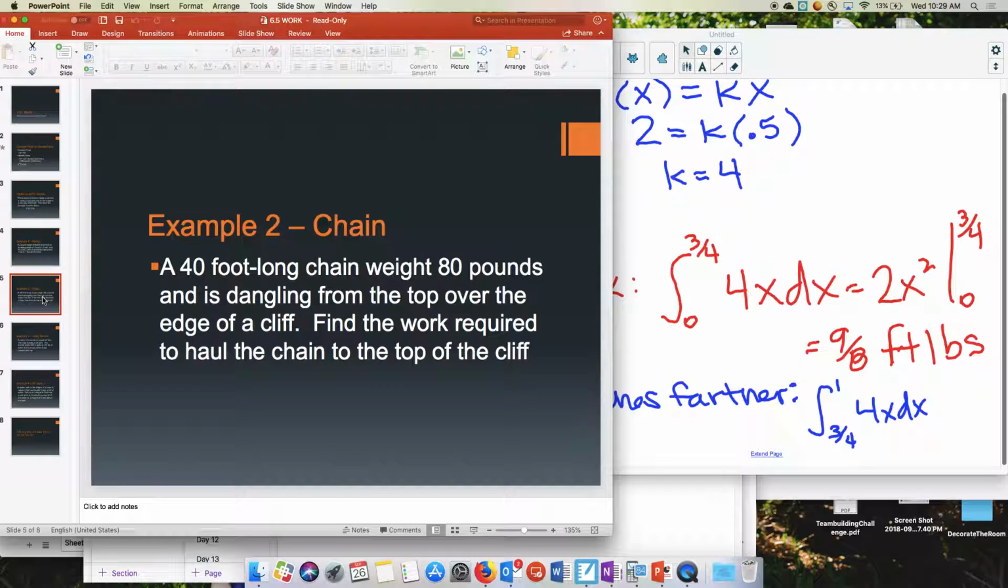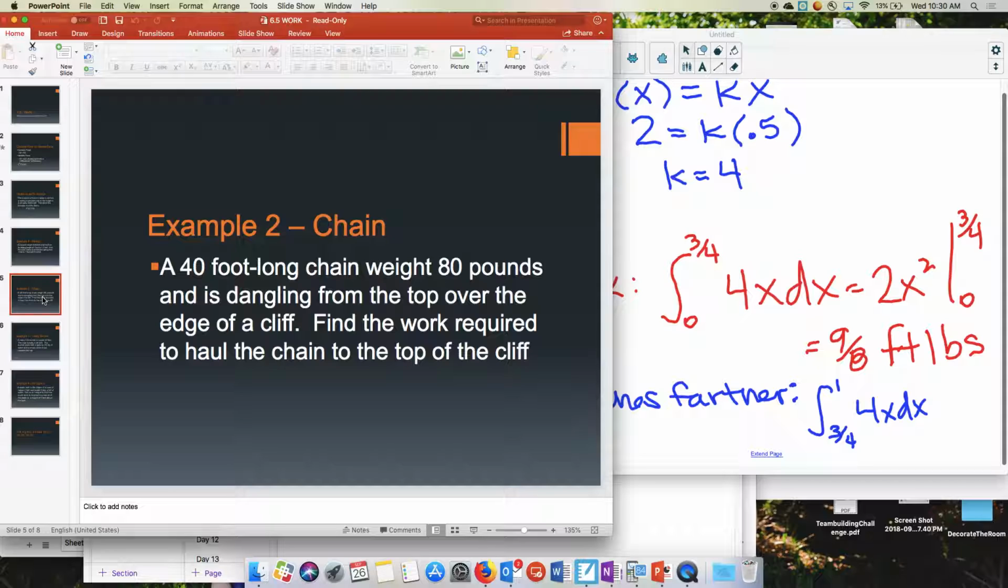A very popular problem, lifting a chain. I already kind of gave this, as an example of how we couldn't use force times displacement every single time because our force could be varying, like in this example where I am lifting up a chain. A 40-foot long chain that weighs 80 pounds is dangling from the top of a cliff, and I want to haul the chain up to the top of the cliff.